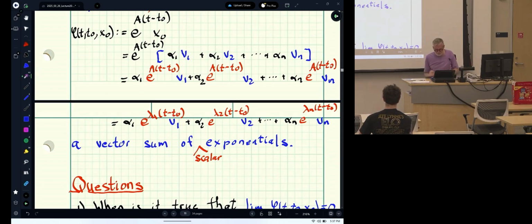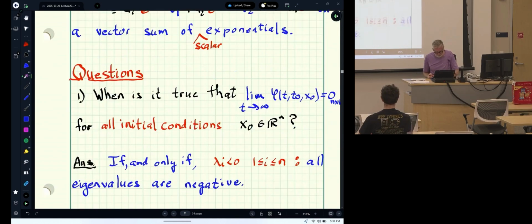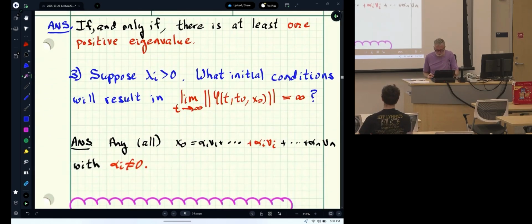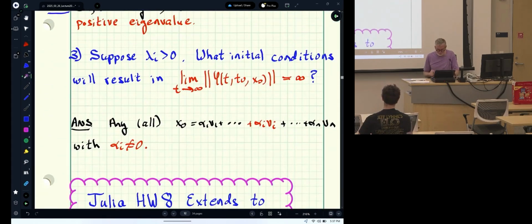I'm getting too excited. If lambda is positive, what initial condition makes this happen? You take any initial condition with the corresponding coefficient positive, then it blows up. It doesn't matter that all the others are negative or positive, just don't care.